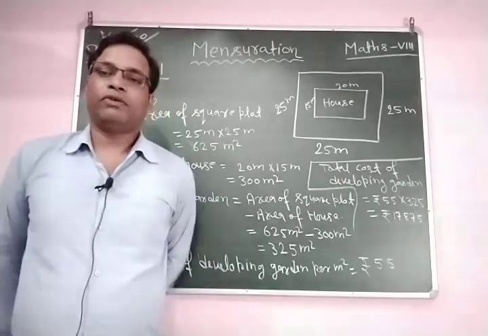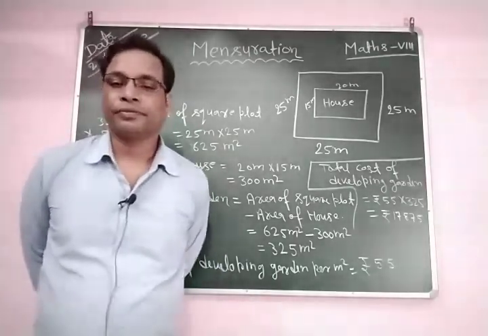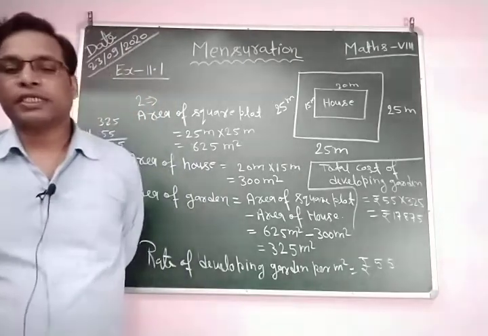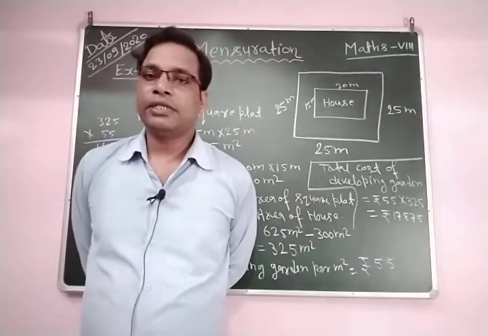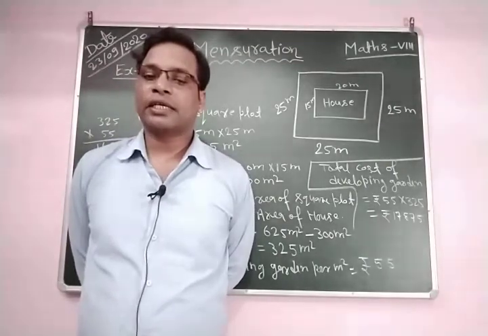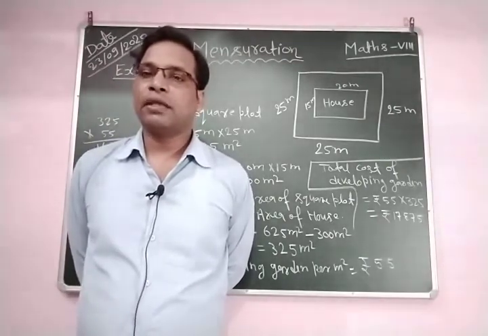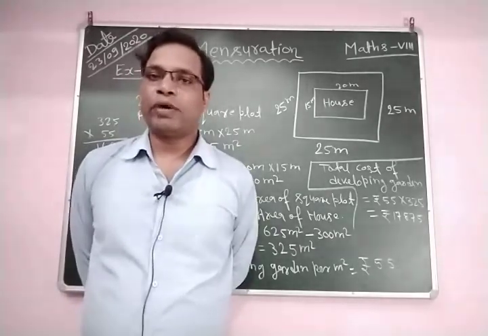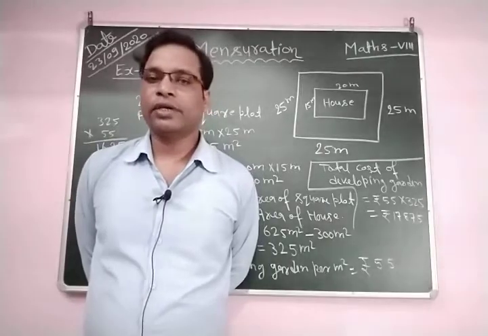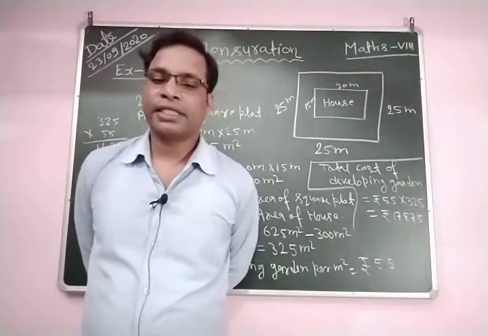So students, I hope all of you understood this question. Now we are going to discuss the next question, question number 3. In this question, one figure is given. It has the shape of a semicircle at the end, and the middle part is the shape of a rectangle.